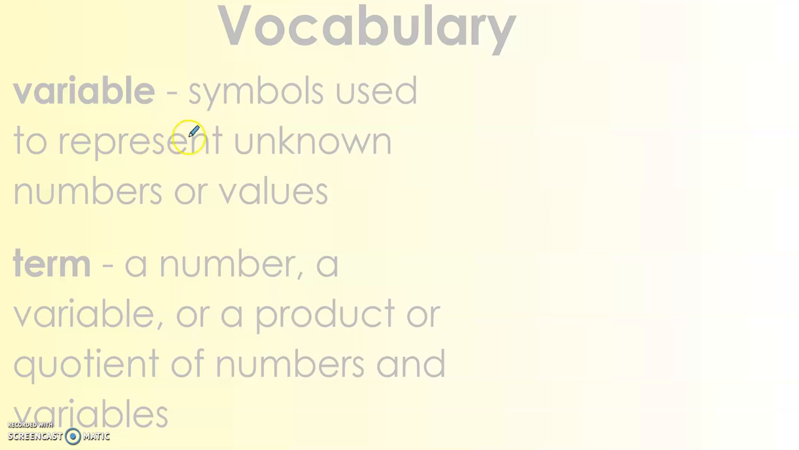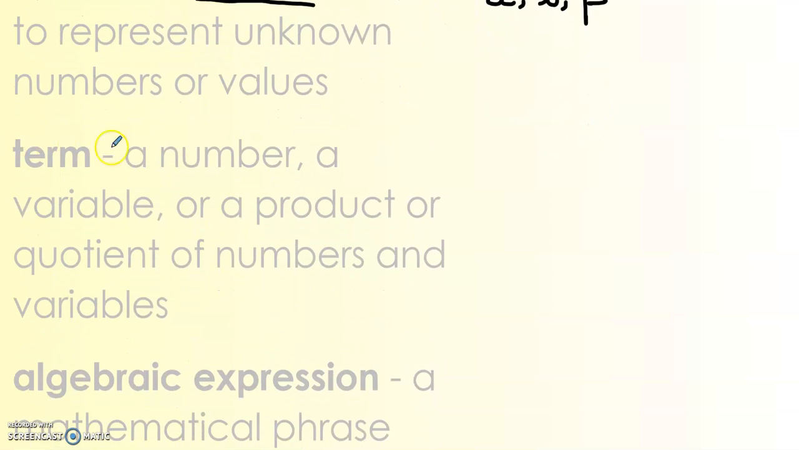We'll begin with our vocabulary. A variable is a symbol used to represent unknown numbers or values. The symbols that we're going to use in Algebra 1 class are going to be our ABCs, so any letter in the alphabet could be used as a variable. Our terms are a number, a variable, or a product or quotient of numbers and variables.